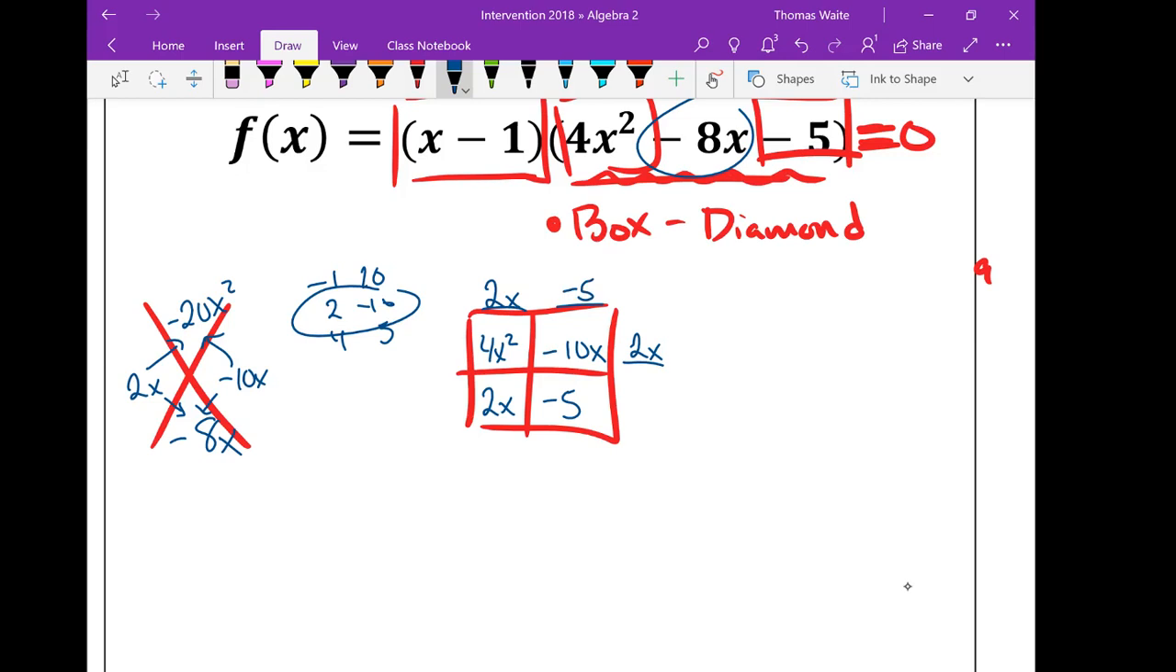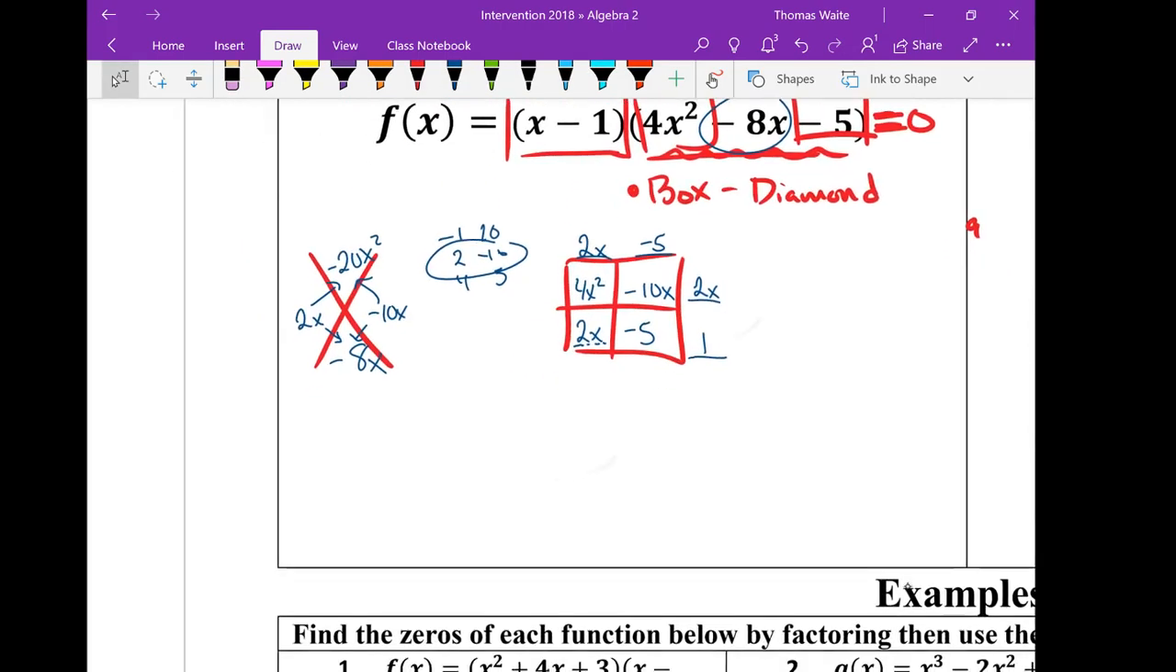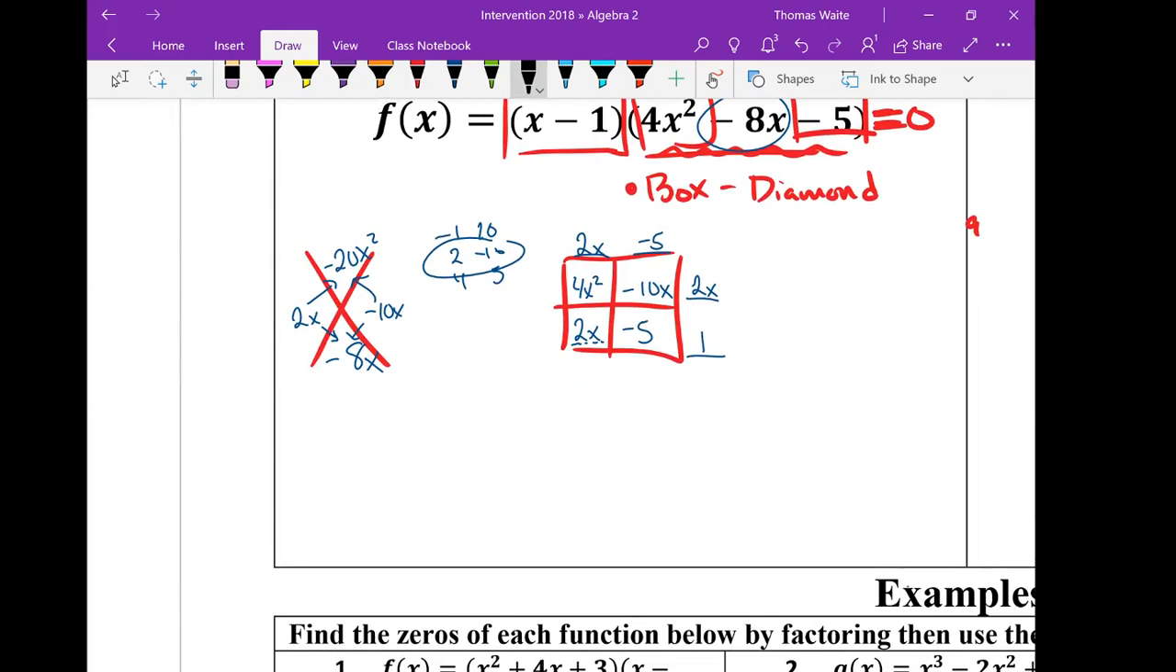That works. And then down on the bottom, negative 5 times what gives us negative 5? Well, that has to be 1, and it should work out for our last term that 2x times 1 does give us 2x. All right, so it looks like our function all splits up. I'm going to rewrite it all split up. f of x equals (x minus 1)(2x minus 5)(2x plus 1).